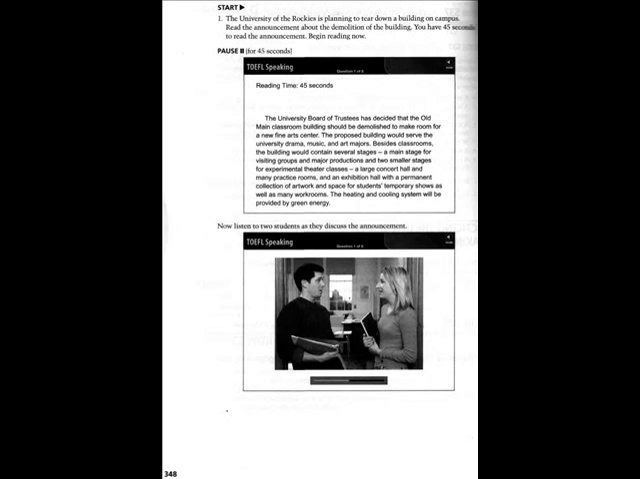Now listen to two students as they discuss the announcement. Are you going to join our protest to stop their tearing down Old Main? You aren't marching about that, are you? We need a fine arts complex. I don't disagree with that, but the empty lot behind the sports arena could be used. Well, that's true, but it's a long distance to walk.